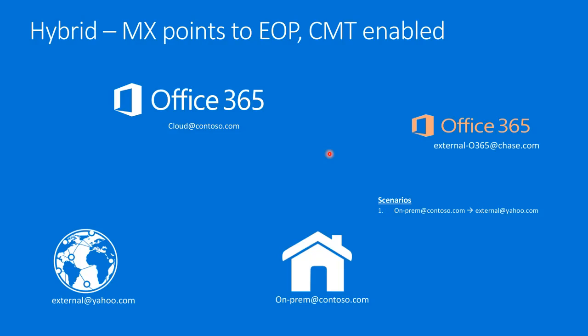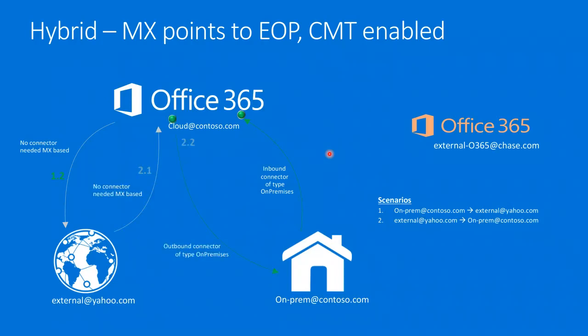So on-premises is trying to send an email to yahoo.com. Office 365 will receive that email using the inbound connector of type on-premises, and it will route that email to the external destination without any additional configuration. For an external sender emailing on-premises, since the MX is pointing to EOP, it is again received by Office 365, and using the outbound connector of type on-premises, Office 365 redirects that email to your on-premises server. On-premises to an external domain: Office 365 receives it first, and from there it uses the outbound connector to send it to the other external Office 365 domain.